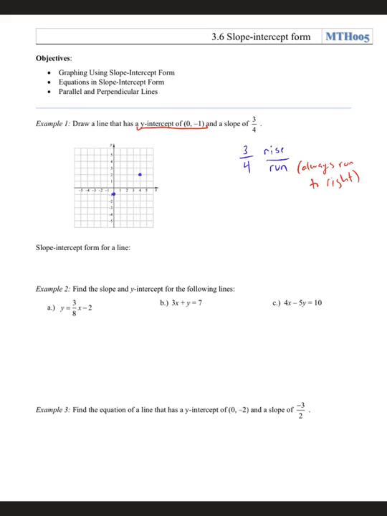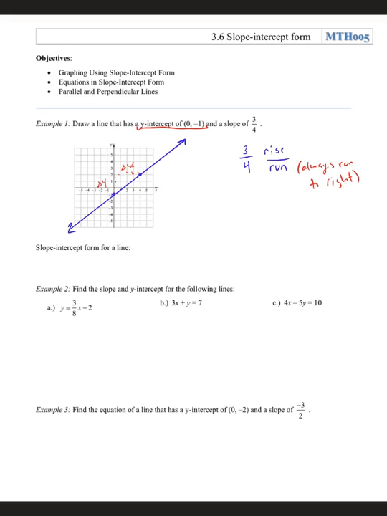And then we always want to make sure we use a ruler, and we're going to connect our two dots. Yeah, that looks like about close. Extend our line out, and then we always want to make sure we put arrows on our line. And there we have the line. It has a y-intercept of (0, -1) and a slope of 3/4. And again, if we draw the little triangle out, we can see that it has a change in the y value of 3 and a change in the x value of 4.